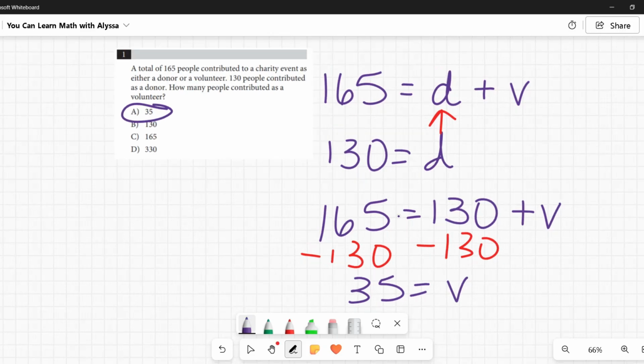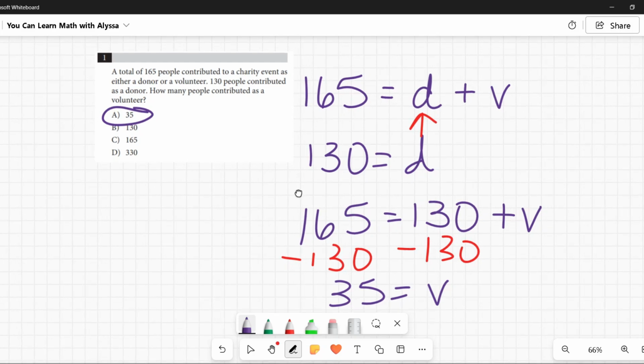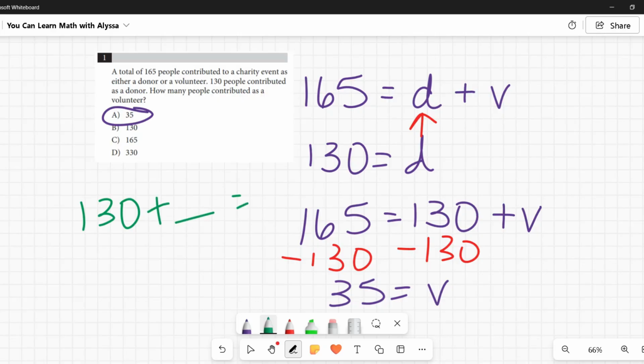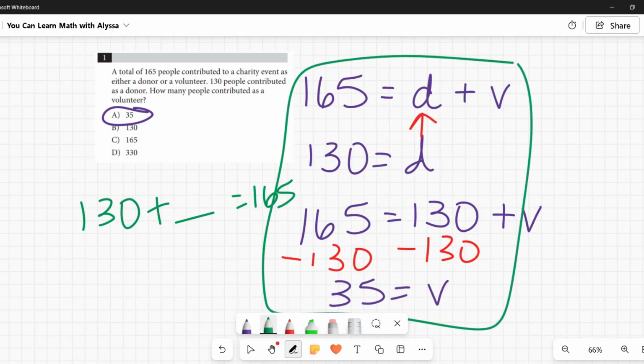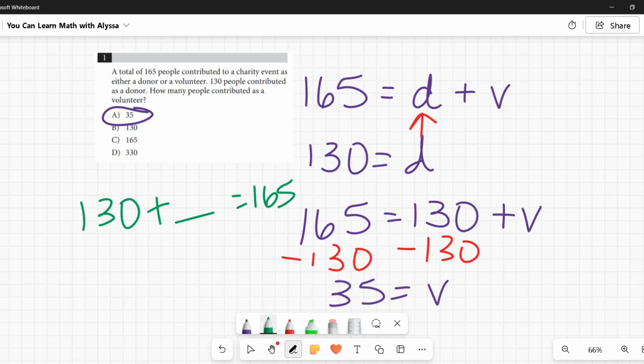Now that's not necessary to do it that way. If you can look at it and just go, okay, if it's donors plus volunteers, so there's 130 donors plus a certain number of volunteers would equal 165, and go, okay, so I need to subtract 130 from 165, and you don't need to write it out. That's fine too. I'm just writing it out here because that can help some people visualize it that are having a little more difficulty seeing that. But our answer is A, 35.